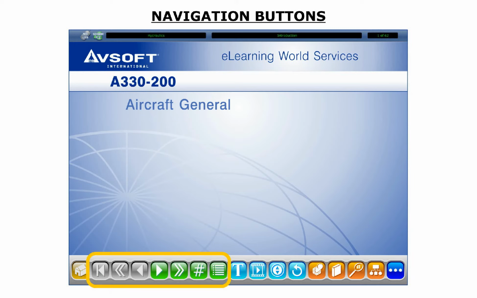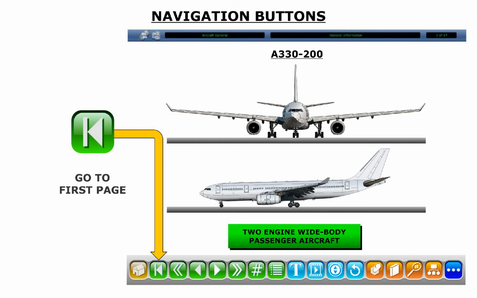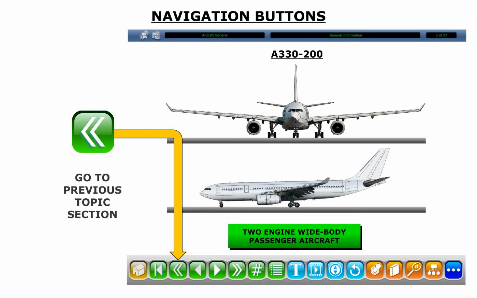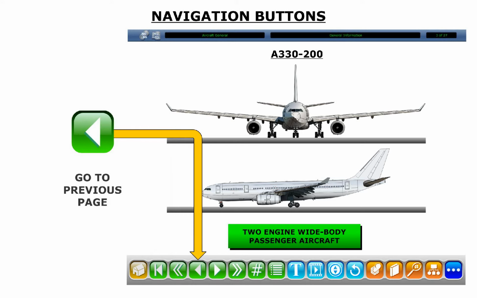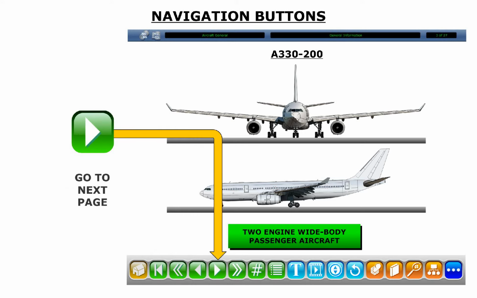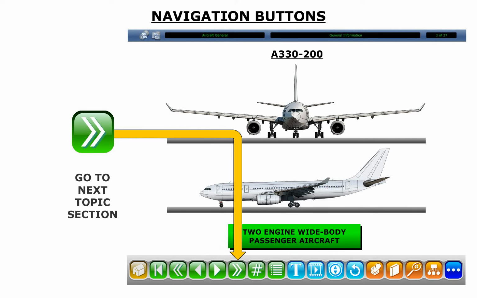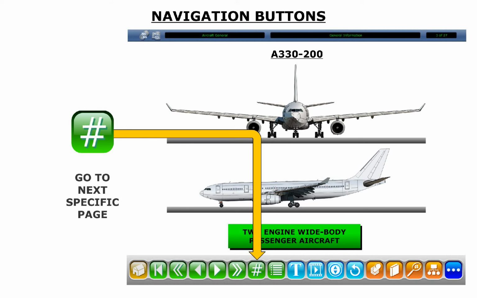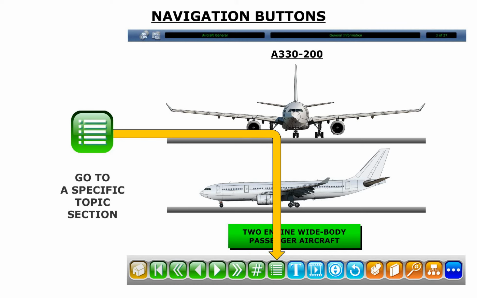The green page navigation buttons are, starting from left: Go to the first page. Go to the previous topic section. Go to the previous page. Go to the next page. Go to the next topic section. Go to a specific page. And go to a specific topic section.